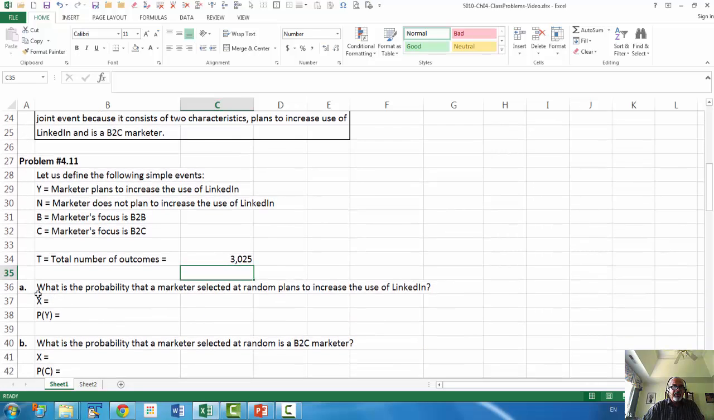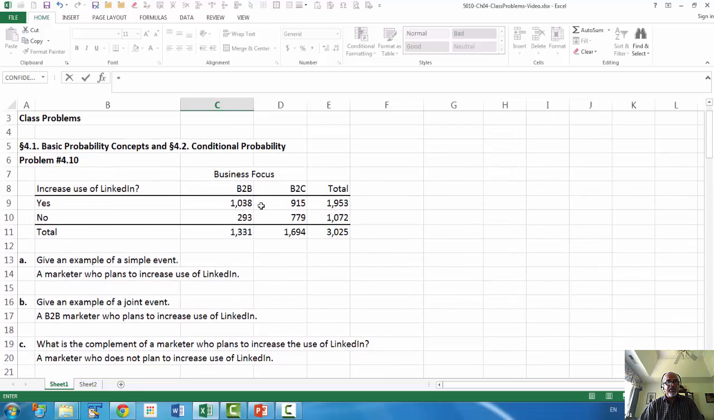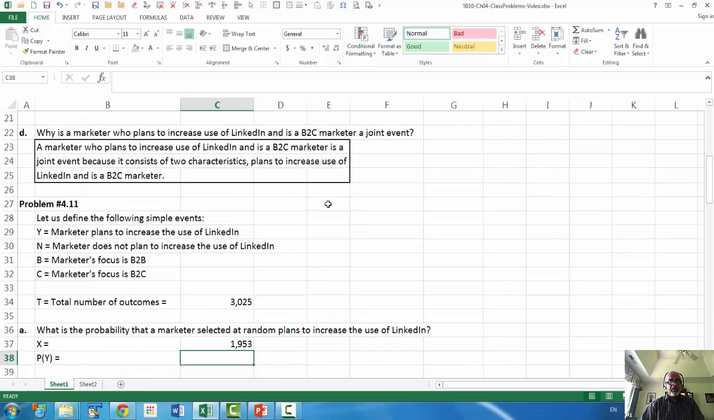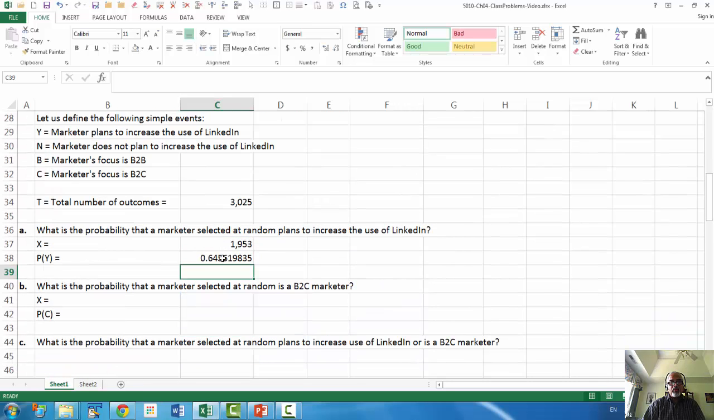So for example here, the first question is, what is the probability that a marketer selected at random plans to increase the use of LinkedIn? Here this is a simple event, planning to increase the use of LinkedIn. So the X here is increased use of LinkedIn, yes, which is that. If you take that X divided by T, that will give us the probability of Y, Y being planning to increase the use of LinkedIn.